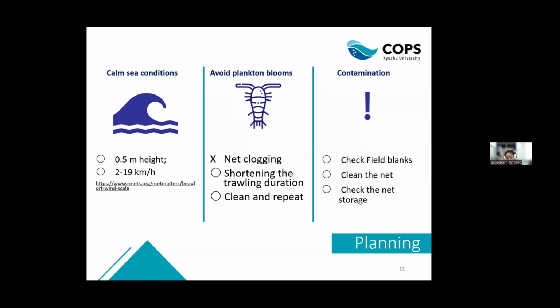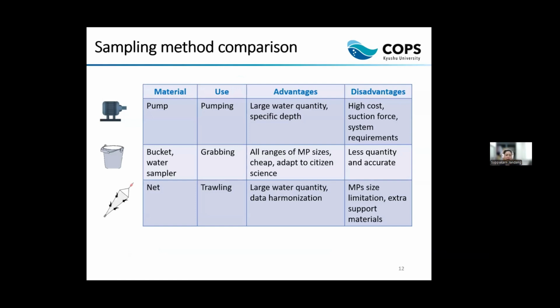And before you prepare your equipment, you have to make sure that your net is clean before checking the field blanks. And also, once you take the net into your laboratory, make sure that area is really clean to keep your net equipment. All right.